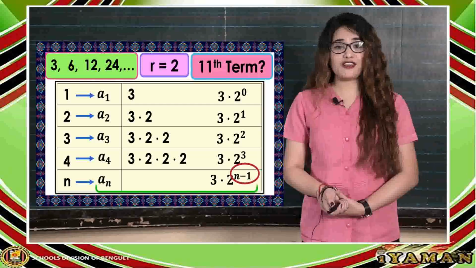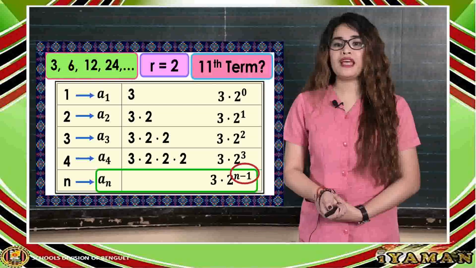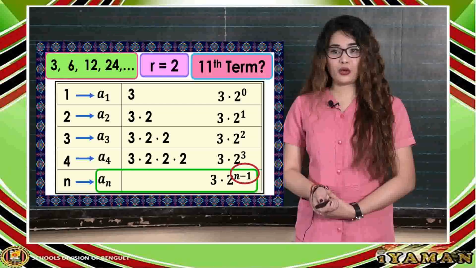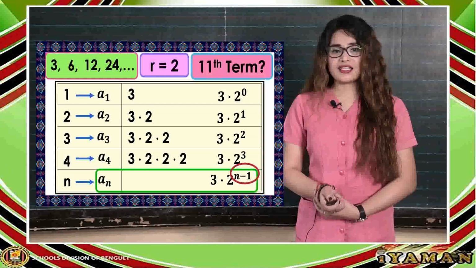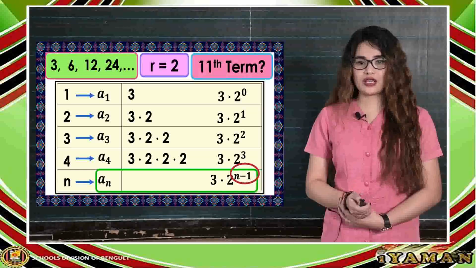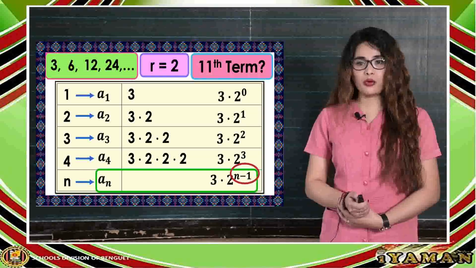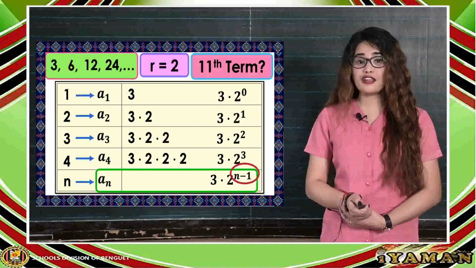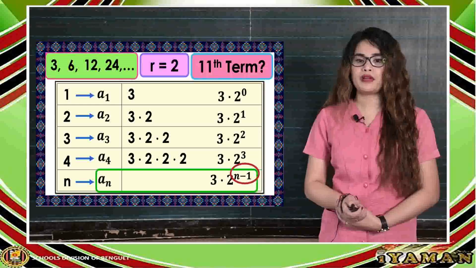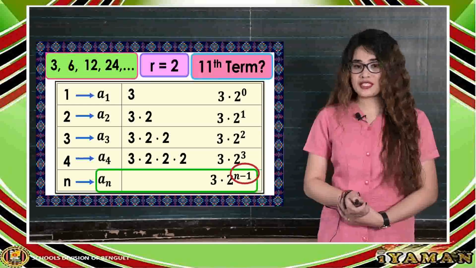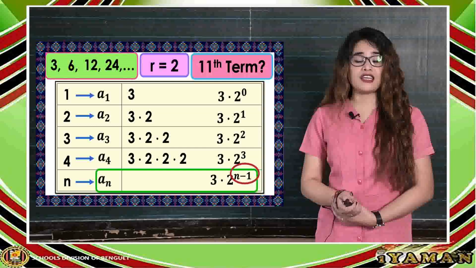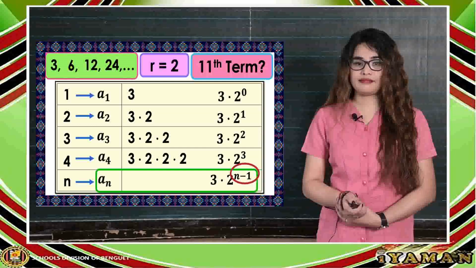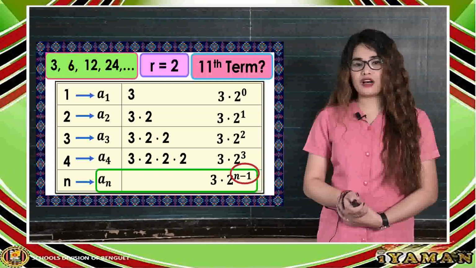So that means if we want to find a term, let's say that term is n, or the nth term, let's set that equal to 3 times 2, and my exponent is 1 less than the number of the term. If the number of the term is n, then the exponent is n minus 1. Now we've got a general rule for this sequence.